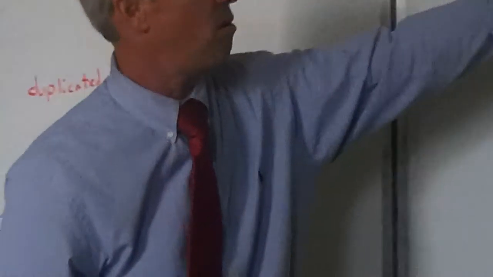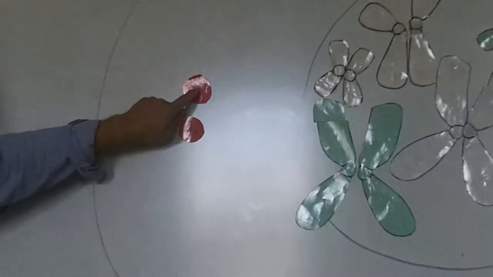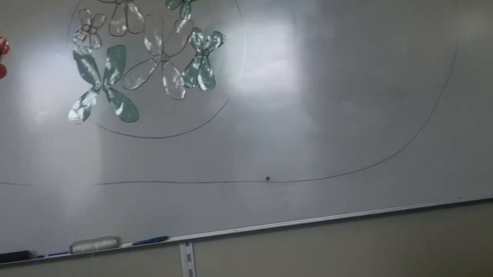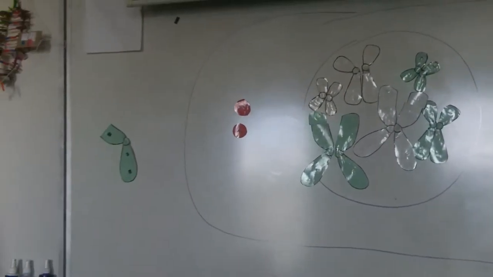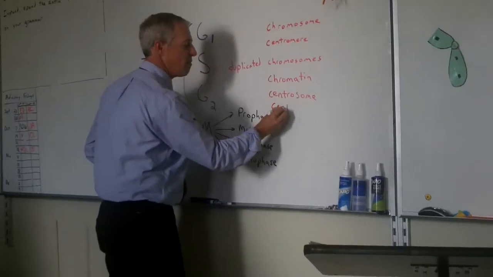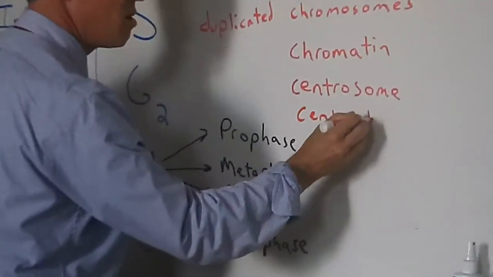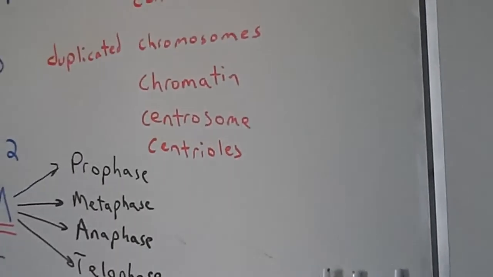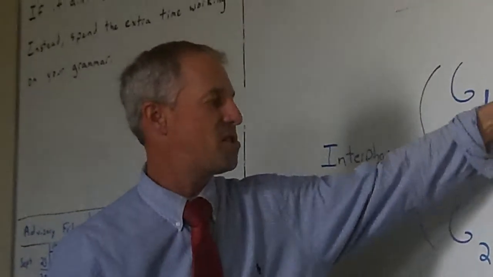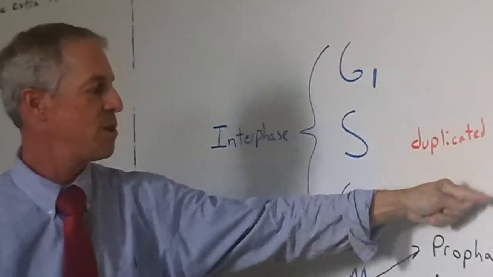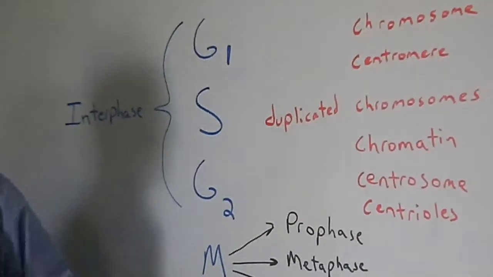This whole area, and the two things that look like churros inside, those are called centrioles, and they're only found in animal cells. People get these confused. See all these C words? Very easy to confuse.